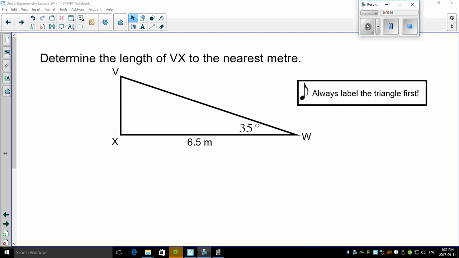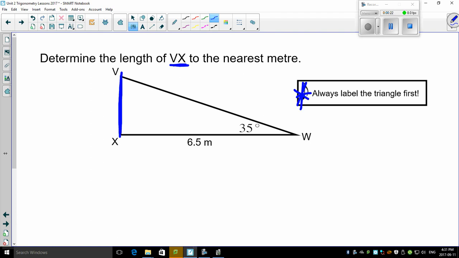So now that we know that tan of an angle gives us the ratio, how do we use this in practical application problems like this one? This particular question says find the length of VX. Well, VX is this line right here that we're trying to figure out. First things first, notice what I have written down here.